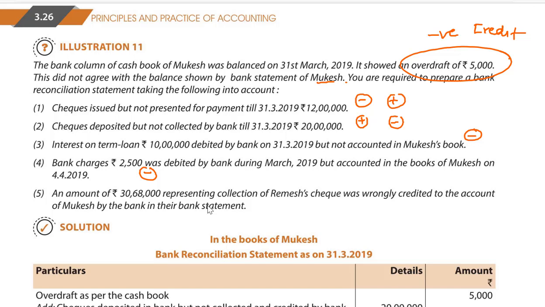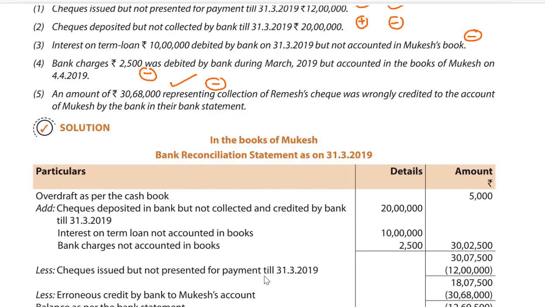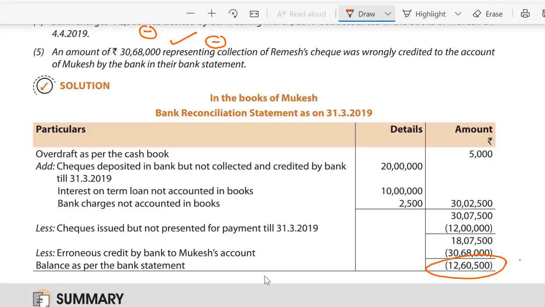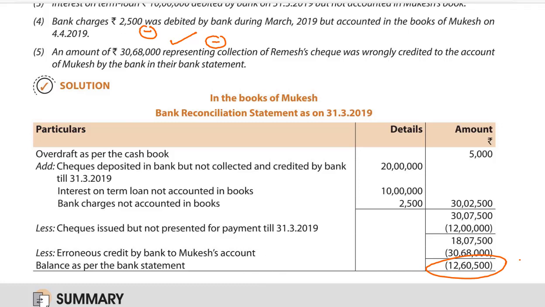An amount of 30,68,000 representing collection of Ramesh's check was wrongly credited in the account of Mukesh by the bank in the bank statement. So this is an error and needs to be corrected. Over here it would be minus. Just see a quick answer. Overdraft as per cash book is 5,000, and accordingly plus and minus has been done to arrive at this final figure. Students, I believe you had understood till here. So we'll continue from here in the next class. Thank you.